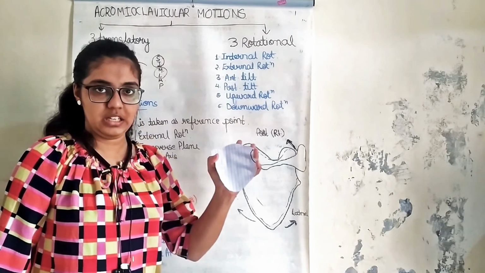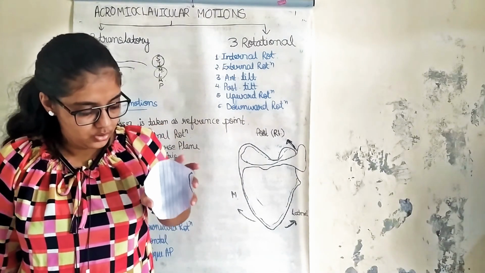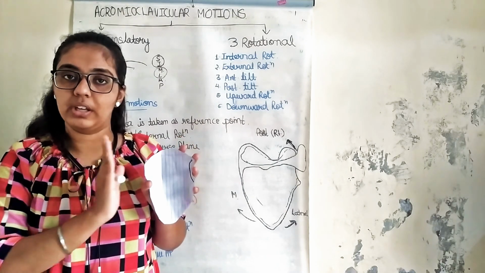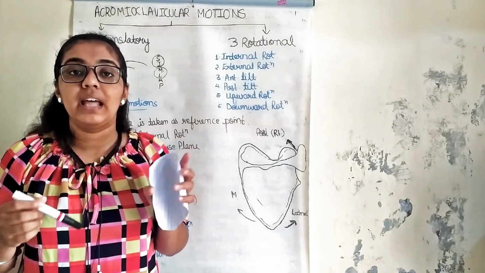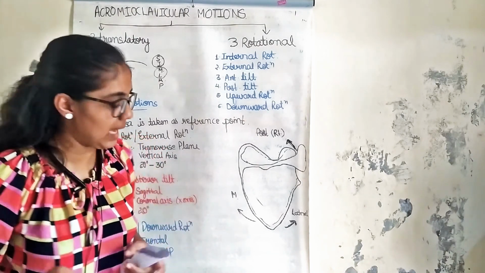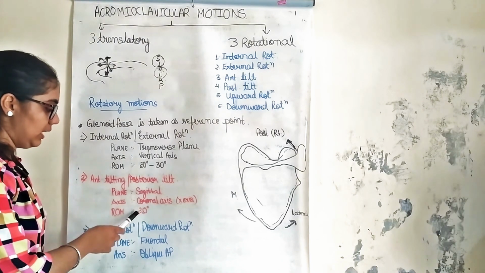As this movement occurs in this way, it is parallel to the sagittal plane. So these movements occur in the sagittal plane, and the axis which is perpendicular to the sagittal plane is the coronal axis or x-axis. The range of motion of this movement is 20 degrees.